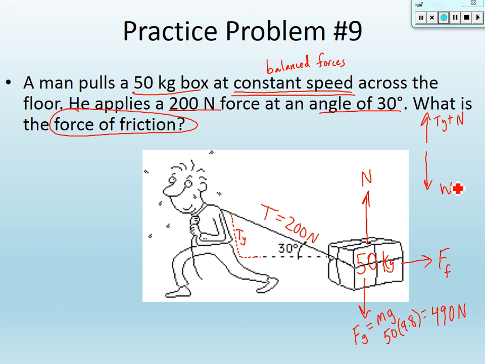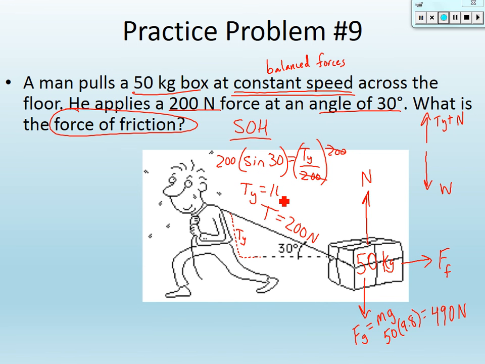So let's use trig here. Guys, I need an opposite and I have hypotenuse. Which one should I use? So let's do the sine of 30 is equal to, what's the opposite? That's tension in the y direction. And what's the hypotenuse? 200. How do I get Ty by itself? Times by 200. What's 200 times the sine of 30? 100. So Ty is equal to 100 newtons.